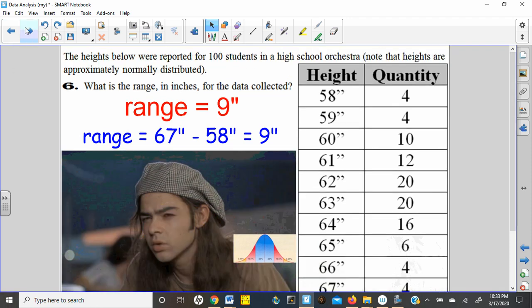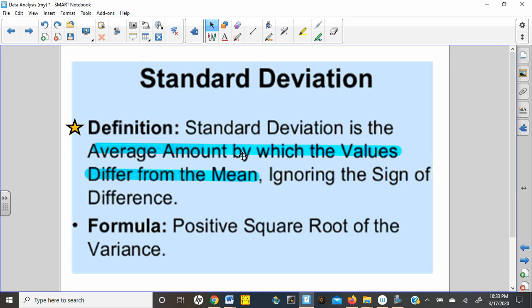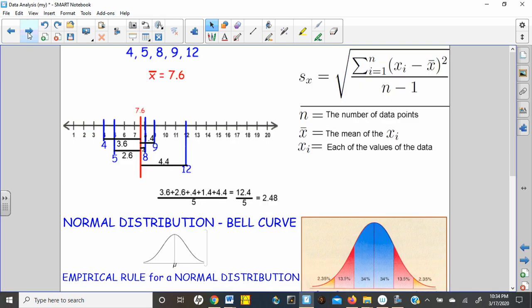So here's a quick recap on standard deviation, okay? The best definition for you probably is this one, which tells you that the standard deviation is the average amount, okay, by which the data points differ from the mean. So basically, the average distance of all the data points from the mean. That's what we're looking for.